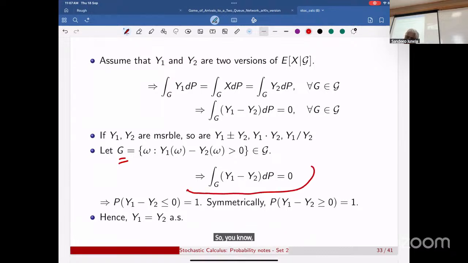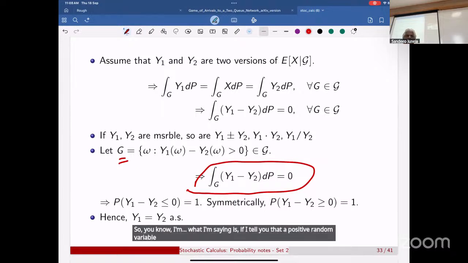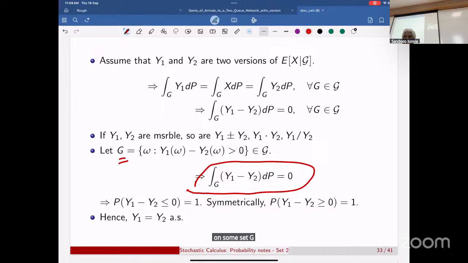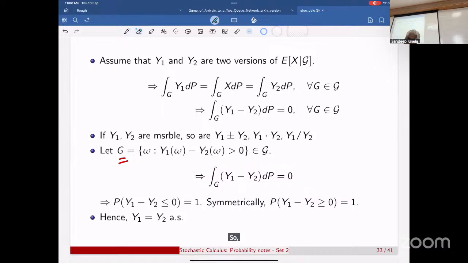So what I'm saying is, if I tell you that the integral of a positive random variable on some set G is 0, then the probability of the set G must be 0. It can't be that G has positive probability and the random variable is positive on it, because then the integral will be positive. So then G has probability 0. This is just G complement.